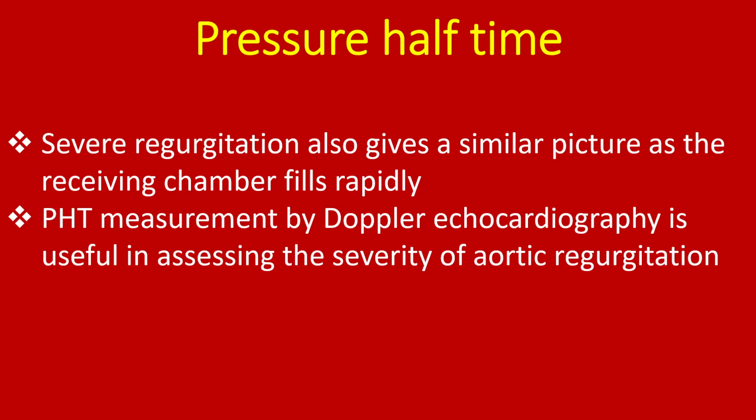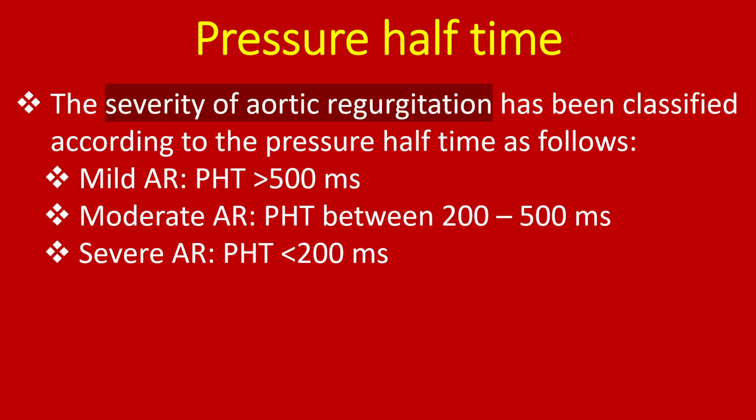Severe regurgitation also gives a similar picture as the receiving chamber fills rapidly. PHT measurement by Doppler echocardiography is useful in assessing the severity of aortic regurgitation. The severity of aortic regurgitation has been classified according to the pressure half-time as follows. Mild AR, PHT more than 500 milliseconds. Moderate AR, PHT between 200 to 500 milliseconds. Severe AR, PHT less than 200 milliseconds.